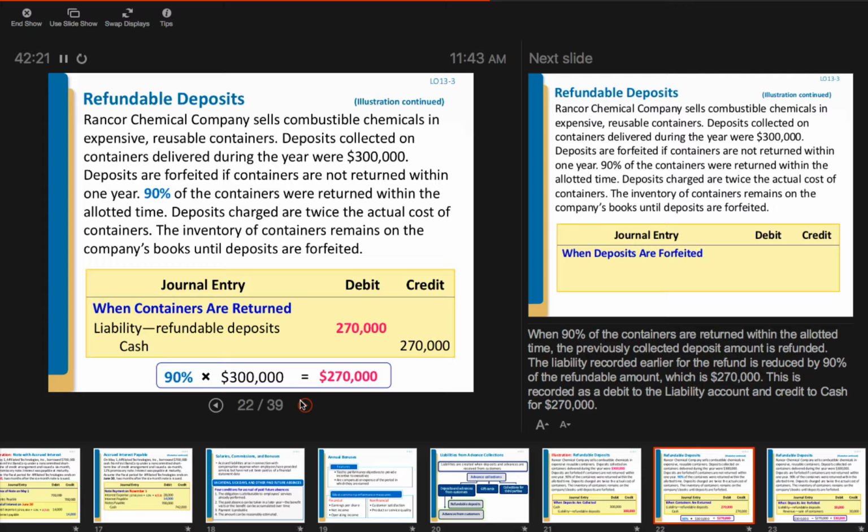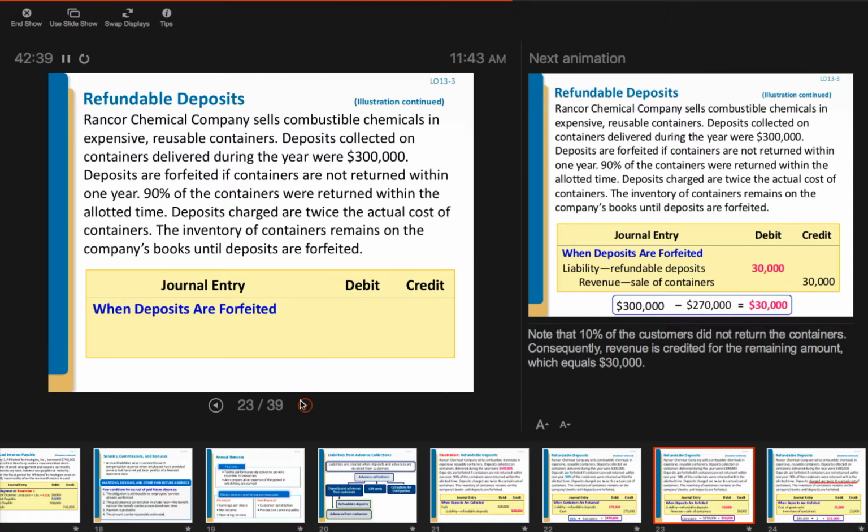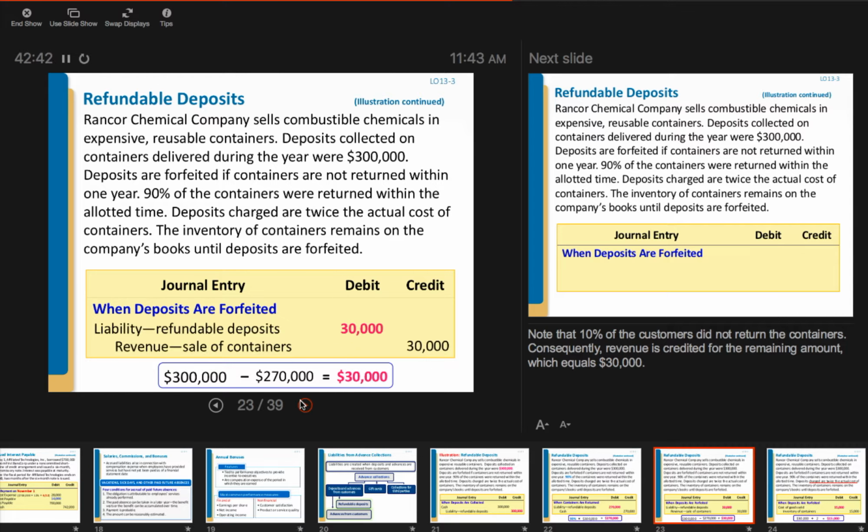In this case, though, we've so far given back 90% of the deposit. So if you looked in our liability account after this journal entry, there would only be 10% or $30,000 credit balance in that account. And now we're saying that that $30,000 is forfeited, okay? Because let's see, did they never return it or was it damaged?